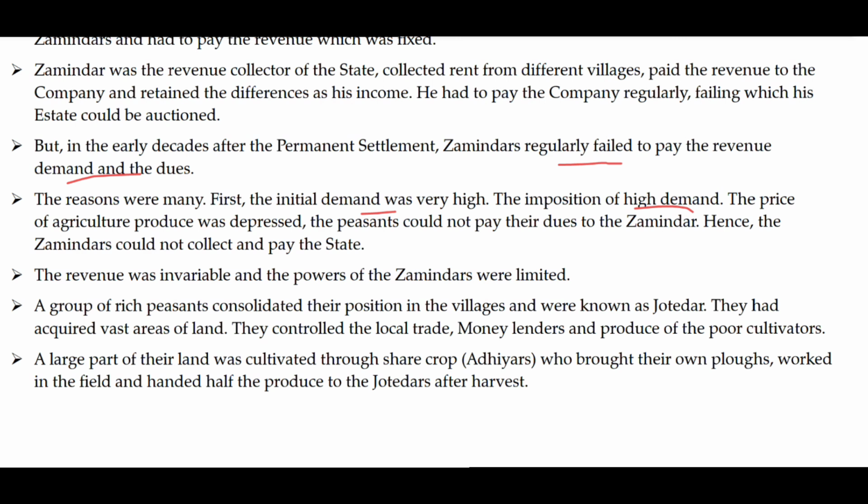With the imposition of a high demand, the price of agricultural produce was depressed. The peasants could not pay their dues to the zamindar, hence the zamindars could not collect and pay the state. The revenue was invariable and the powers of the zamindars were limited.